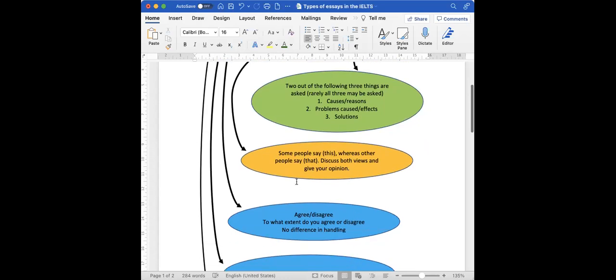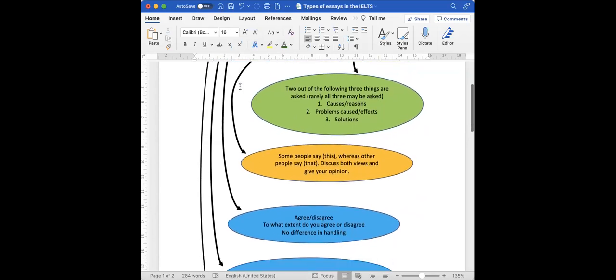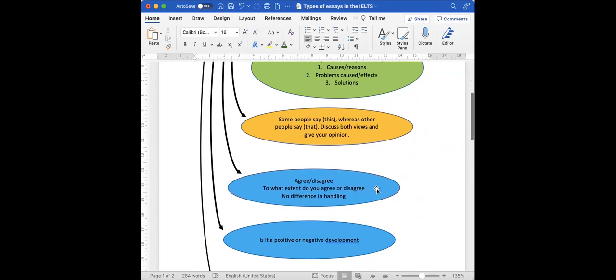And then the opinion essay. Opinion in Hindi means your rai, your viewpoint. So they can ask it in 3 ways. What are those 3 ways? First is, do you agree or disagree, or to what extent do you agree or disagree? These 2 things mean the same thing. There is no difference in handling, no difference at all.